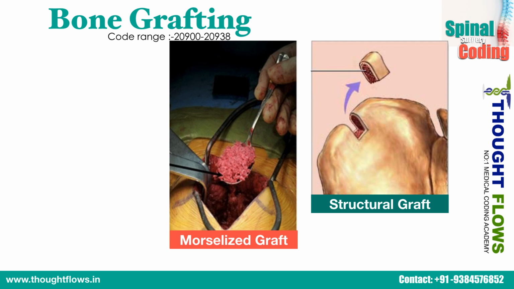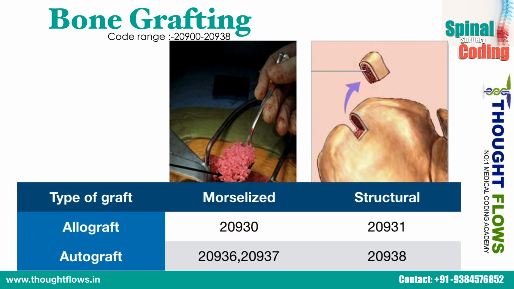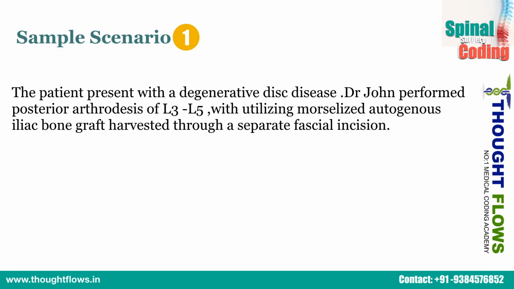Coming to the coding guidelines, for allograft, if it is a morcellized graft, use the code 20930, and if it is structural, use 20931. For autograft, for morcellized use 20936 and 20937, and for structural 20938. And we should not append the 62 modifier with bone grafting. These are the commonly used bone grafting codes for spinal surgeries. We'll see the sample scenarios now.